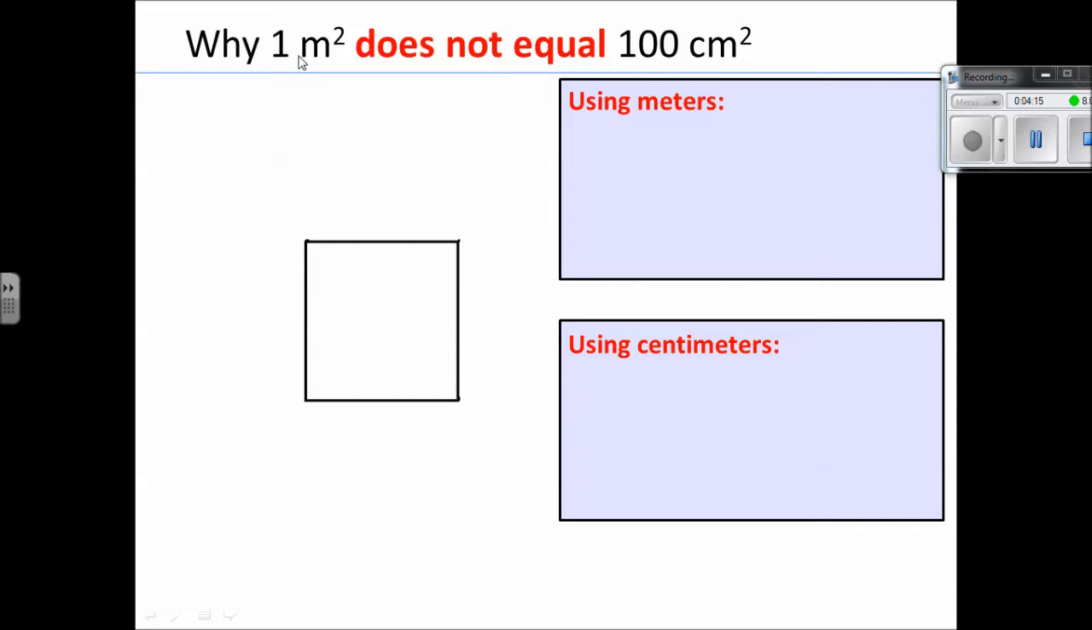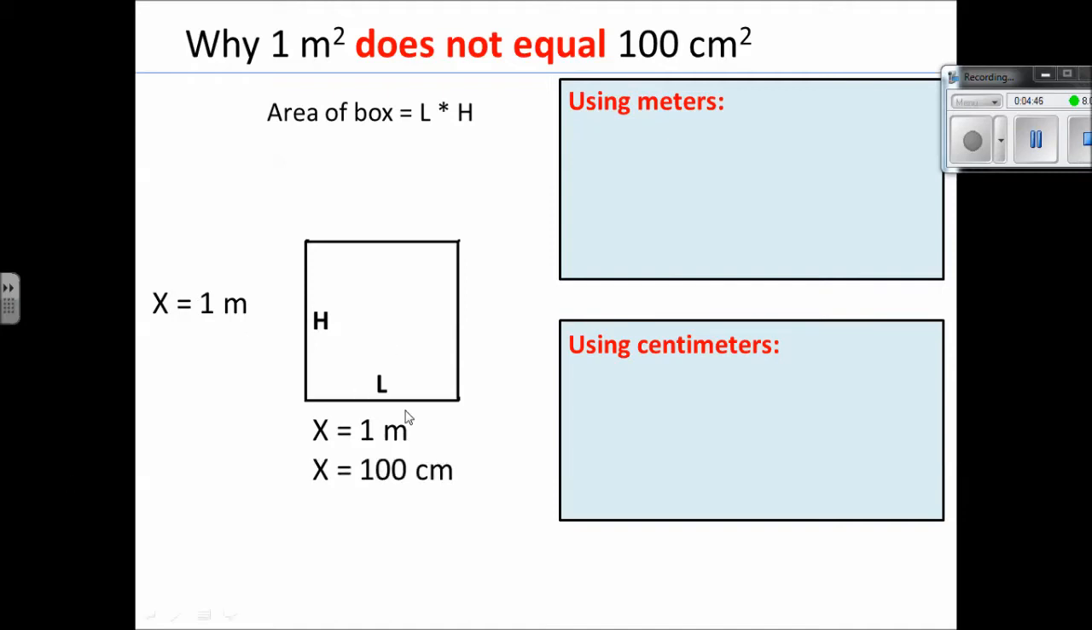So let's take a look at why 1 meter squared does not equal 100 centimeters squared. Again, we have the box, and the area of a box is equal to length times height. So if we have our length, we have our height, well, let's go through and assign some actual length to it. Let's say that this side is 1 meter. That means that this side is also 1 meter. Well, we said in the previous slide that 1 meter is the exact same thing as 100 centimeters. So therefore, if this line, L, is 1 meter, it's also 100 centimeters. That's absolutely true. Same thing for our height. If this line is 1 meter, it's also 100 centimeters. Absolutely true.